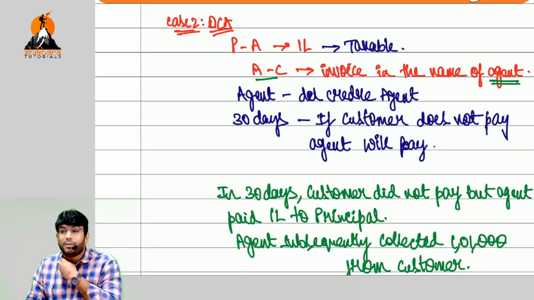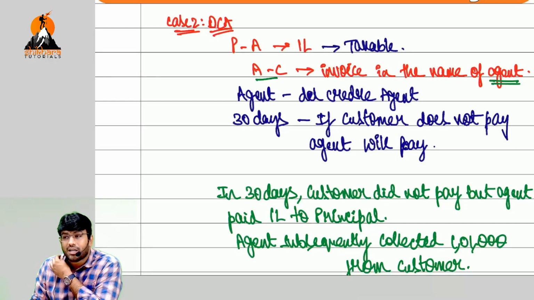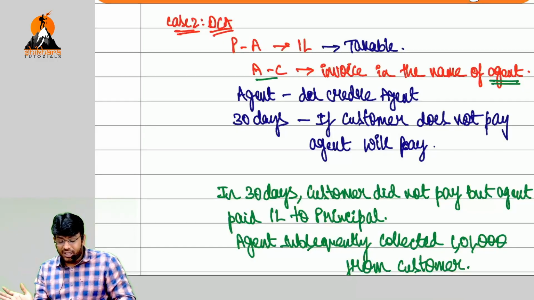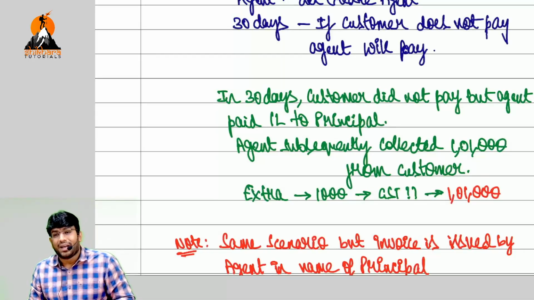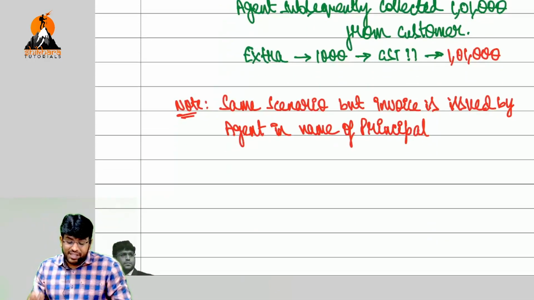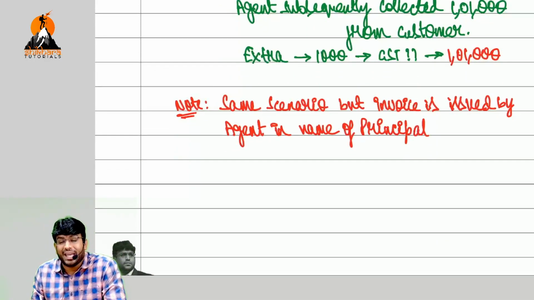Within 30 days, who should pay? Customer should pay. If customer doesn't pay, who should pay? Agent. And agent already collected 1,01,000. But this 1,01,000 will go to whom? Exactly. So law is telling GST will come on entire 1,01,000. I hope you're understanding. But if same scenario, invoice is issued by agent in the name of principal.